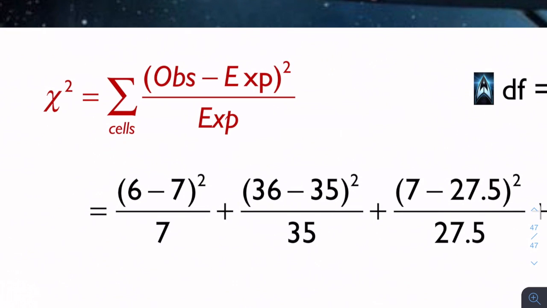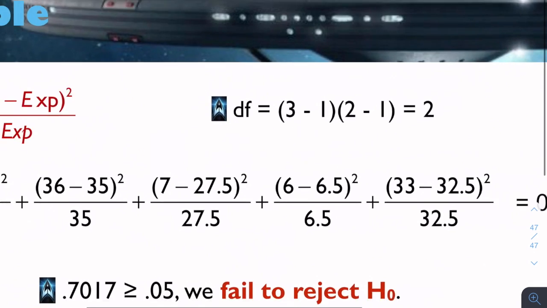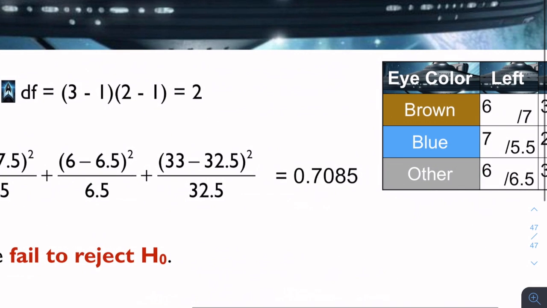If we look at the calculation of the chi-squared statistic, we take the observed value minus the expected value, squared, all over the expected value. And summing all of those up gives me my chi-squared statistic.